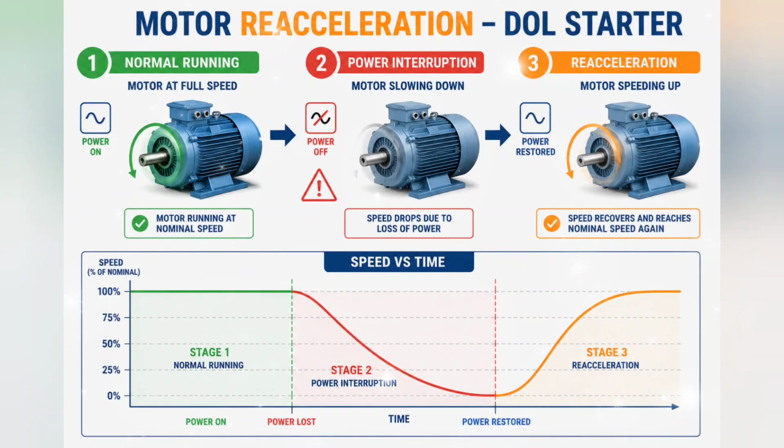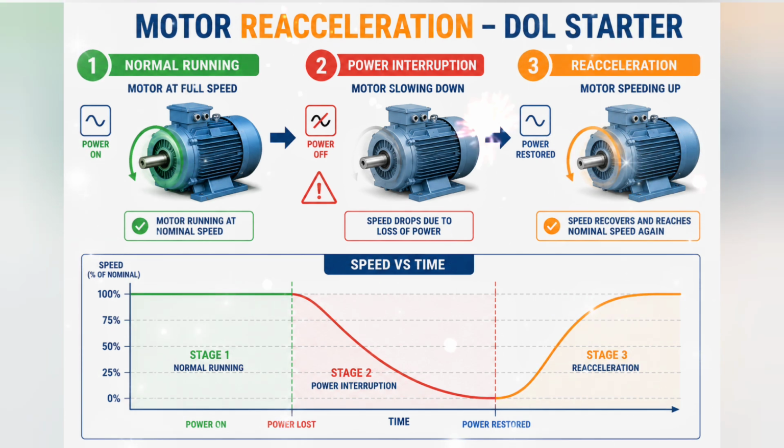The process occurs in 3 stages. Stage 1 is normal running at nominal speed. Stage 2 occurs during a power interruption. Here, the motor begins to slow down. If power is restored within a specific window, Stage 3, reacceleration begins. Instead of a manual restart, the control system automatically re-energizes the contactor to bring the motor back to full speed.